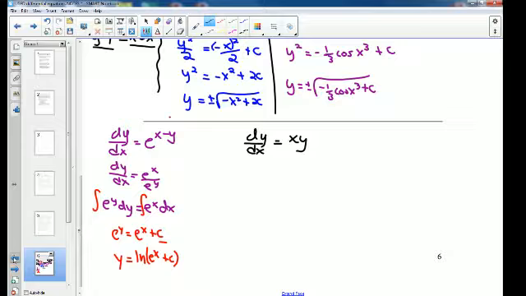How do I separate? Divide by y, right? So what you end up with is 1 over y dy equals x dx. Now we can work it. What's the integral of 1 over y? Natural log, I guess.